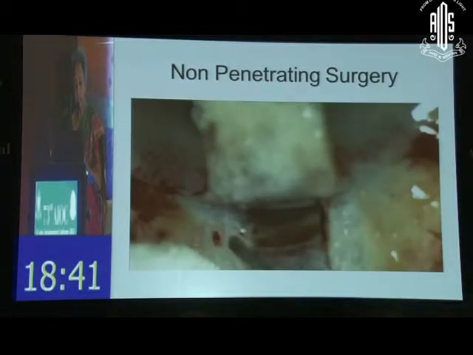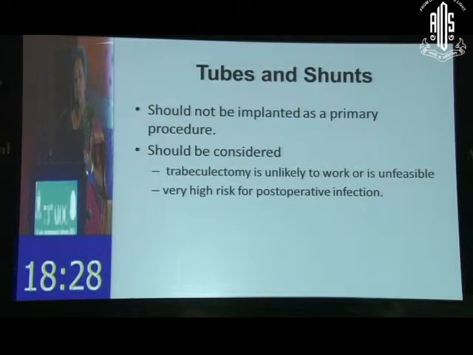The key to the non-penetrating surgery again is a deep dissection, and deroofing of the Schlemm's canal is the key to the success for the non-penetrating surgery. Quickly about the tubes, it should not be implanted as a primary procedure. Even now we believe that, and should be considered when the trabeculectomy is unlikely to work or is unfeasible or very high risk for postoperative infection. One should consider tubes as the primary procedure.